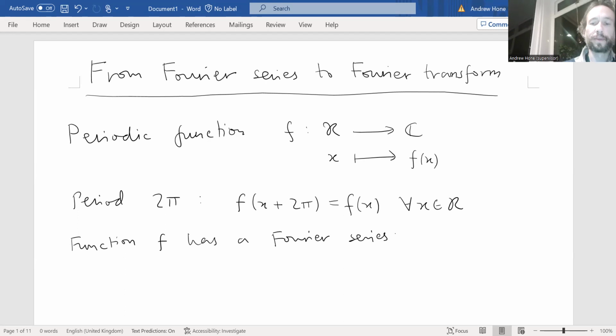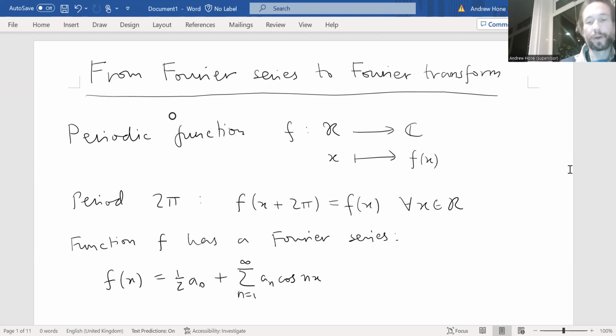As long as f, you can integrate it. So what does that mean? Well, it means we can write f as a sum of sines and cosines. So when you learned Fourier series before, you probably learned to write Fourier series like this.